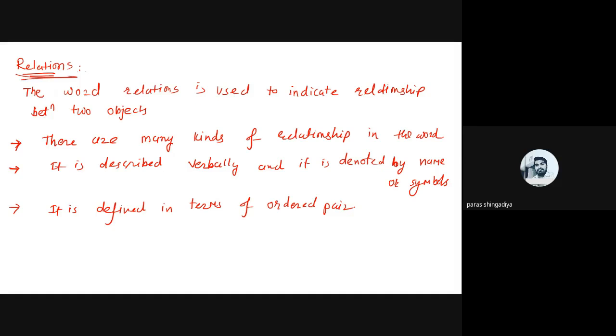The word relation is used to indicate relations between two objects, okay. So there are many kinds of relations in this world, and it is described verbally, and it is denoted by a name or a symbol. It is a word, okay, and it is defined in terms of ordered pairs. You can consider ordered pairs to define the relation, okay.